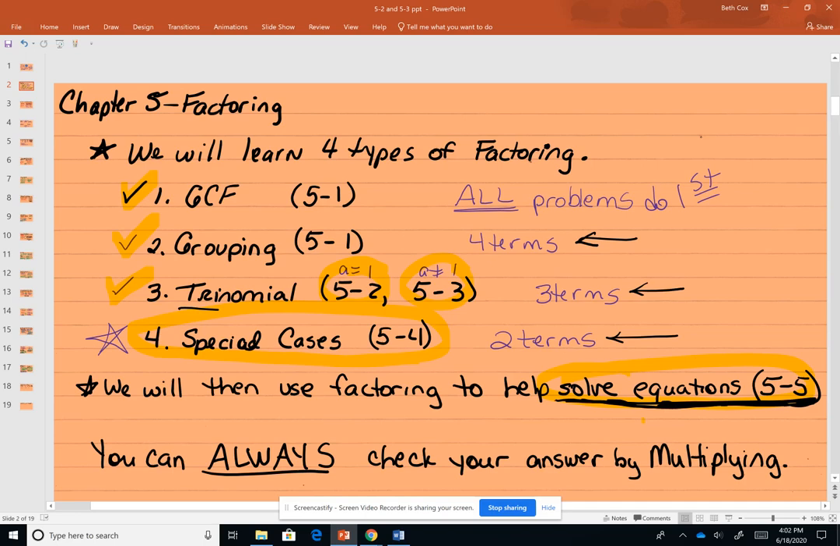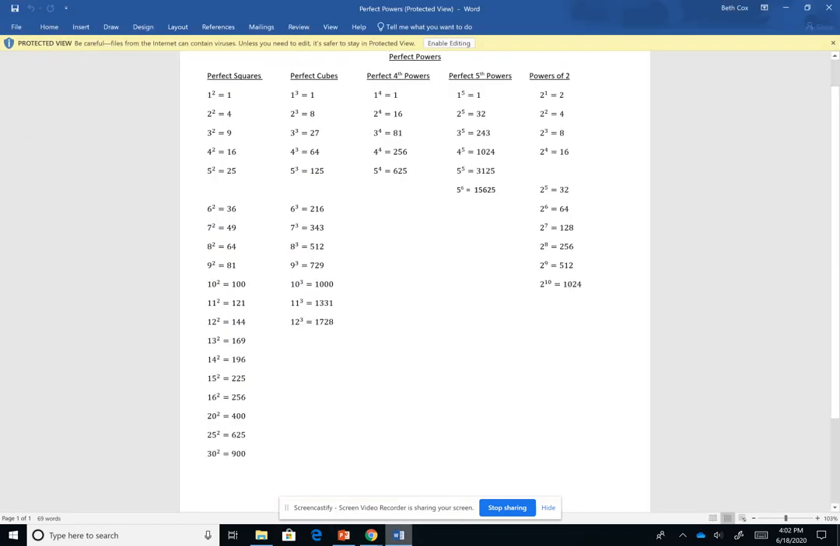Special cases has to do with some powers, and they also have to do with 2 terms. So here's a reference sheet that I have given you that you should get. If you don't have it, you need to get it. It is on your document sharing, the place where you upload your test. There's also a document that says perfect powers, and that's this document right here.